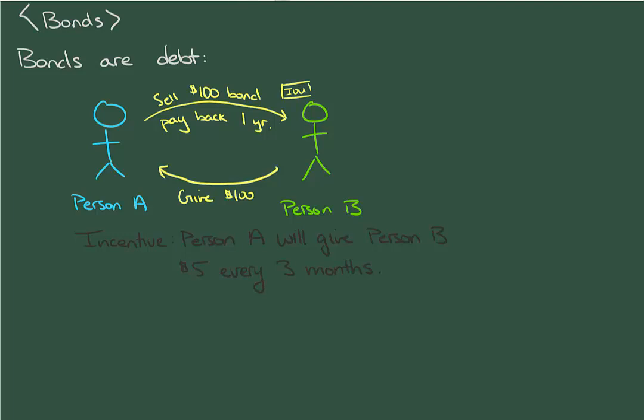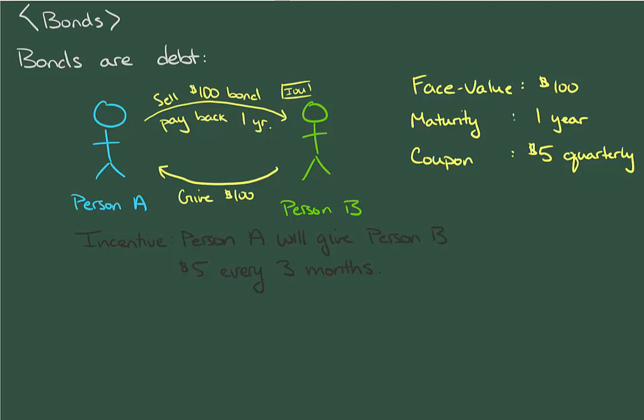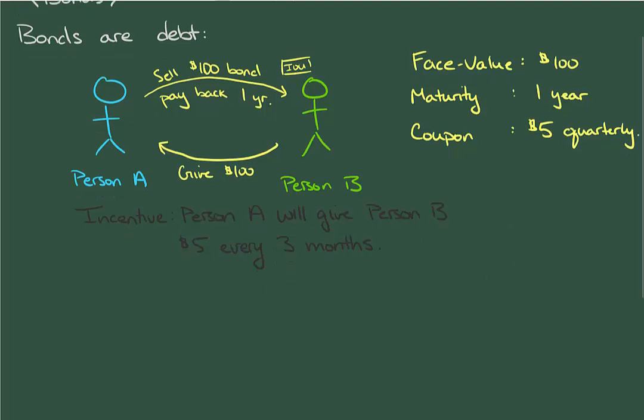Now, the jargon of bonds is as follows. The face value is the amount of the loan, in this case $100. The maturity is the loan term, in this case 1 year. And finally, there are the incentive payments called coupons, in this case $5 quarterly.